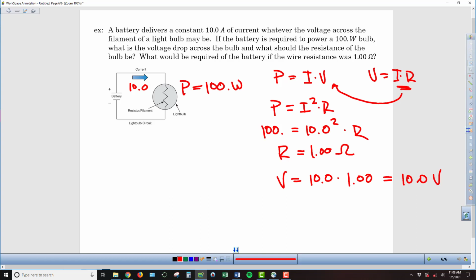Now, if we said that we were going to simulate the wire resistance as being 1 ohm as well, what does that mean is the voltage required by the battery. So now our battery voltage, make that a B there, is going to be the constant current that's being supplied, so our 10 amps, times, now we've got these two resistors that are again in series like they were in the previous example. So that means we now have 1 ohm for the wire, 1 ohm for the light bulb, meaning we have a total of 2 ohms. So that means we would have to see an increase in the battery voltage up to 20 volts. So by doubling the resistance, we would have to double the voltage of the battery for this series circuit.